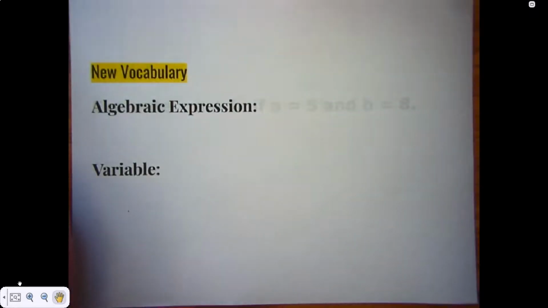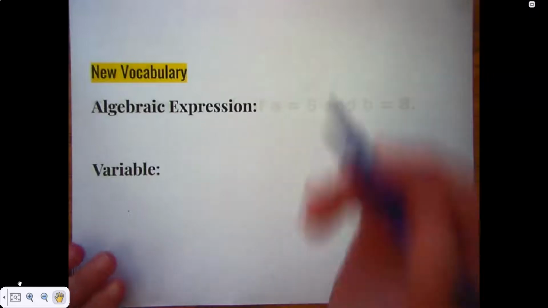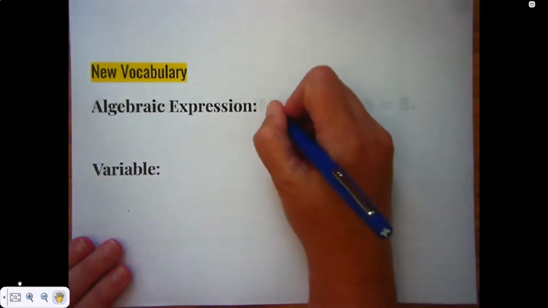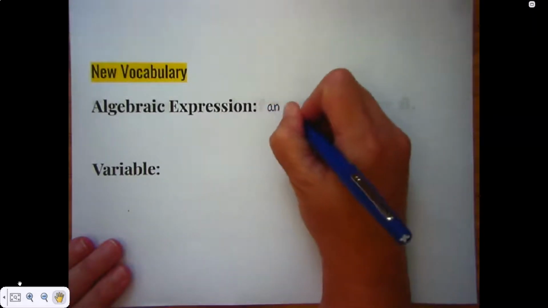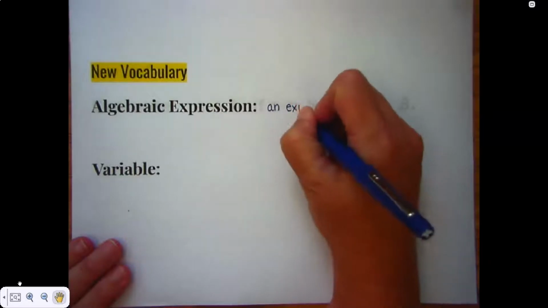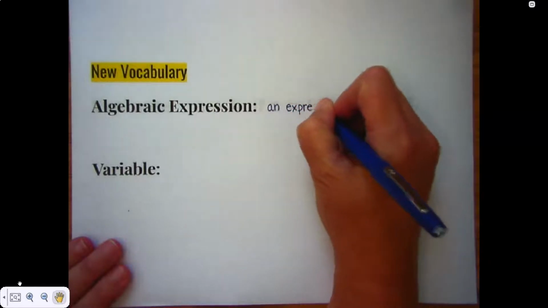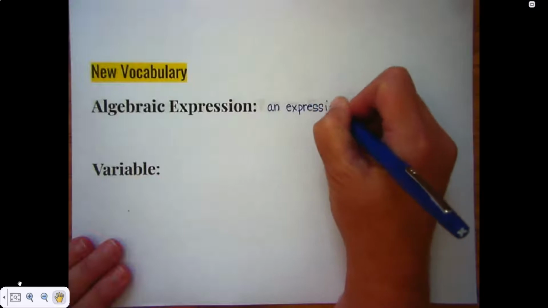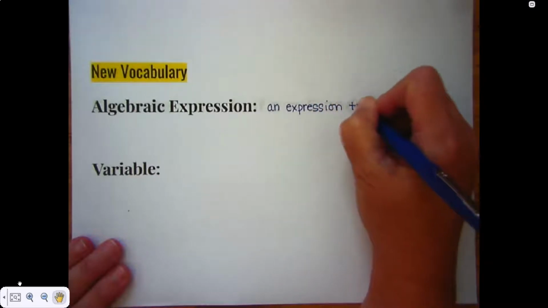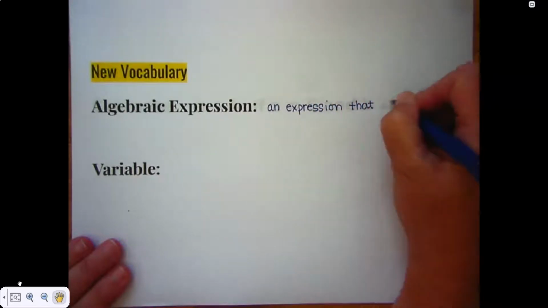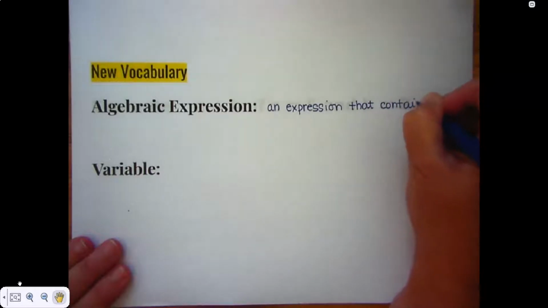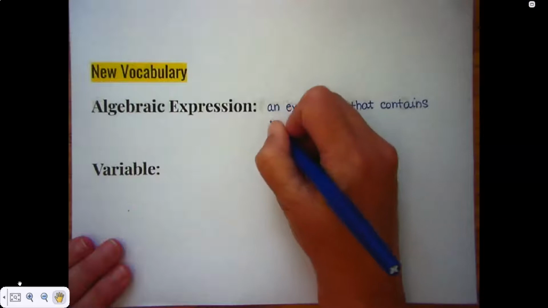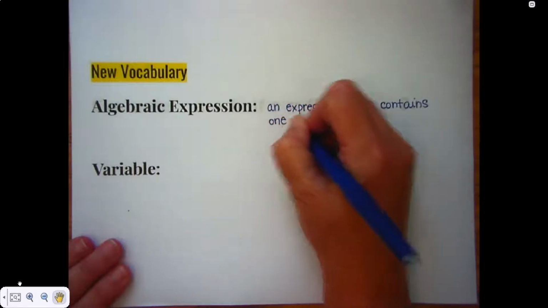The big thing that makes algebra different from just regular math is variables. So an algebraic expression is an expression that contains one or more variables.